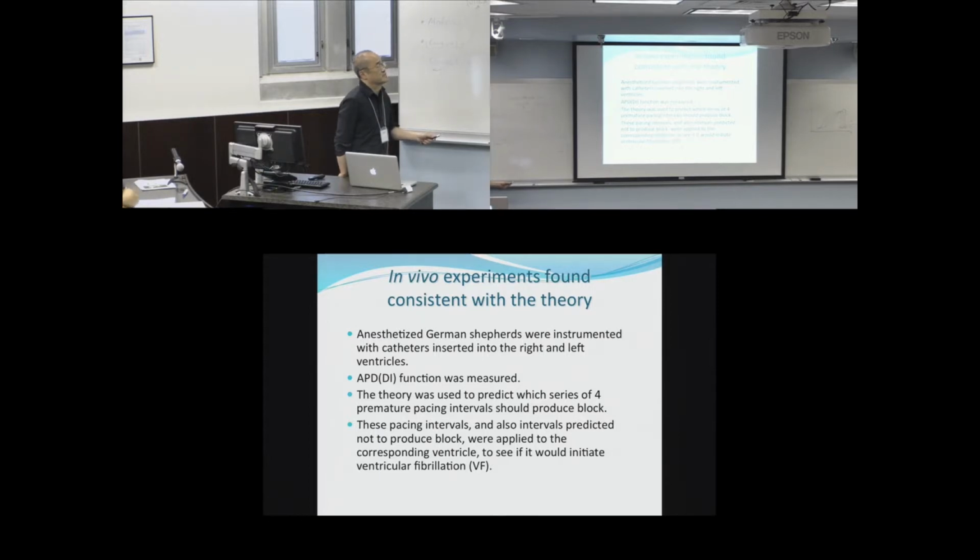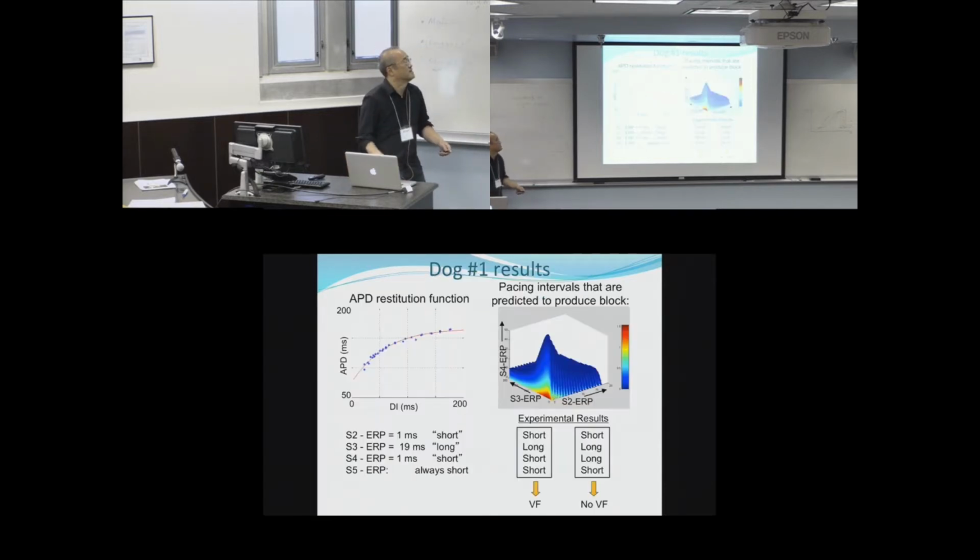Then the second part of the experiment, we sat down with the computer code and ran approximately 70,000 versions of this coupled MAPS model to predict which combinations of the four premature pacing intervals that I just showed you will produce block. And then we tried a bunch of those pacing intervals. Of course, we couldn't try 70,000 of them, but we tried some representative sample of them, both versions that were supposed to produce block and sets of intervals that were not.